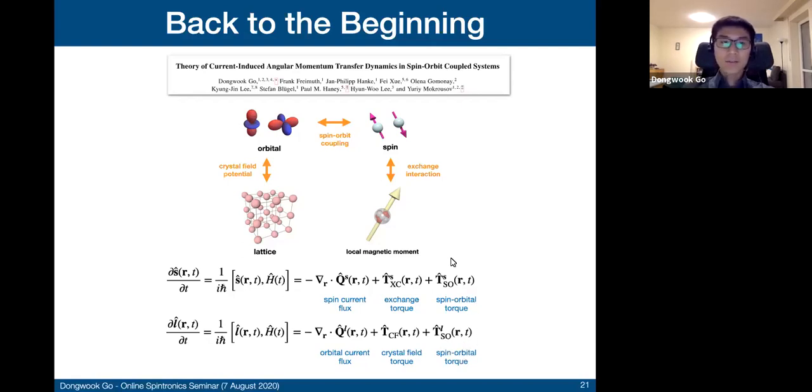So this is kind of back to the beginning, because this approach already appeared in a paper by Haney and Strauss in 2010, at the very early age of spin-orbit torque. But I think it's now time to reconsider this approach because the situation is getting more and more complicated.